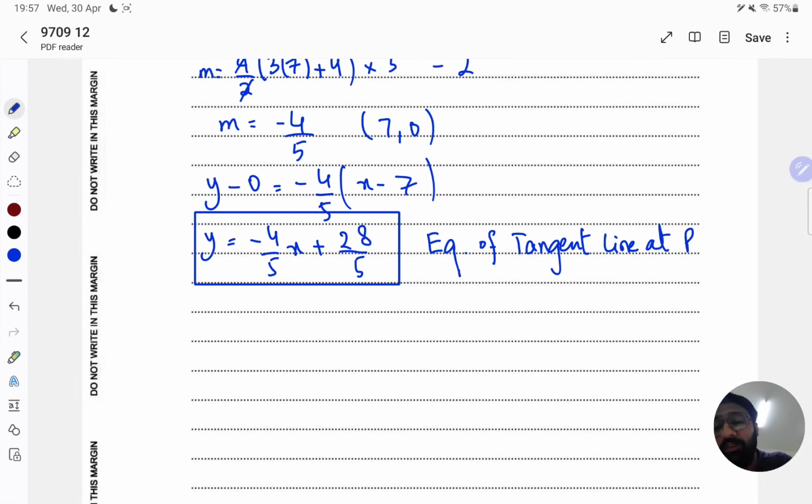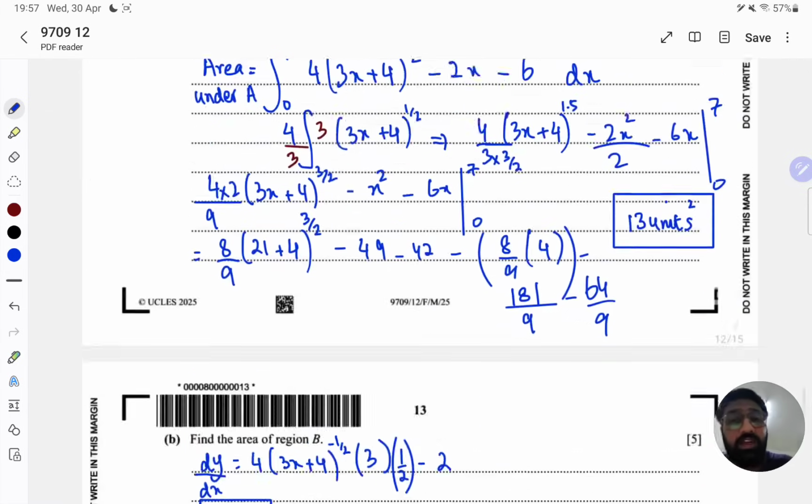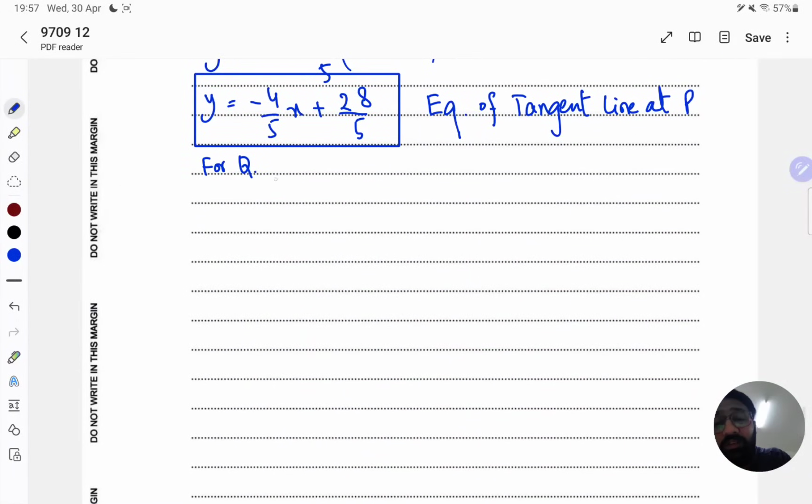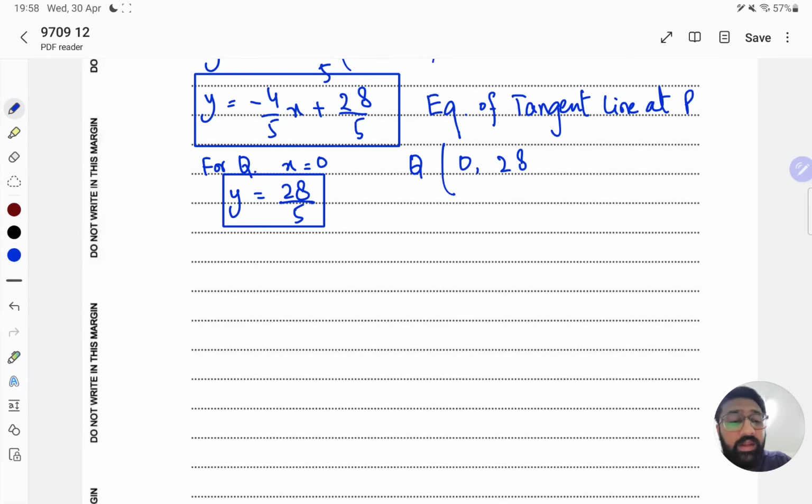So for finding the coordinates of Q, what we need to do is, we know that Q is a place where the value of x is 0. So we'll substitute the value of x as 0. So the value of y will be 28 by 5. So the coordinates for Q will be 0, 28 by 5.